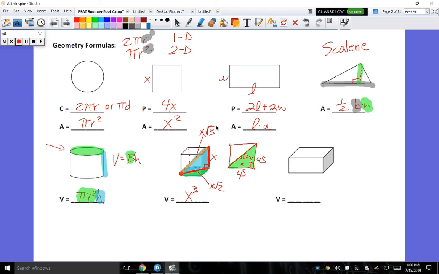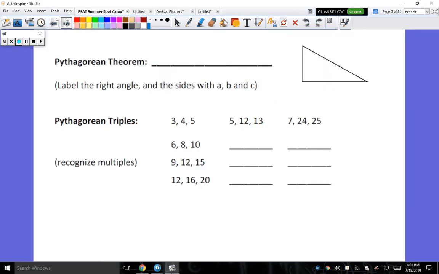Okay? Let's look at this three-dimensional shape. What's the name of this three-dimensional shape? Rectangular prism. And what's the volume? Base times height is length, width, and height. So length times width times height. Bam, bam, bam. Alright, so good little review of geometry formulas.